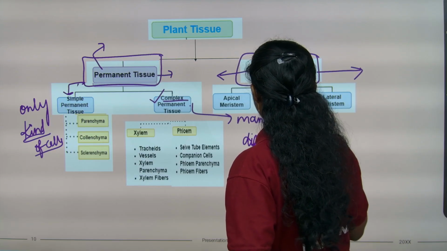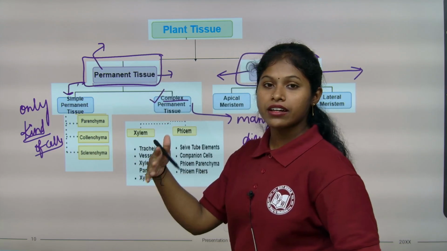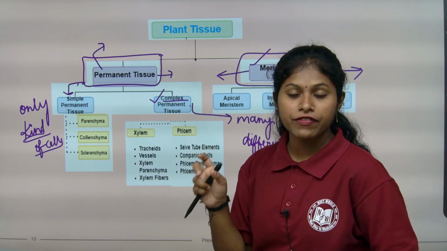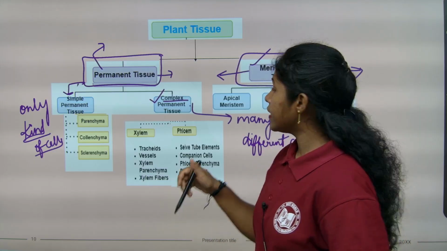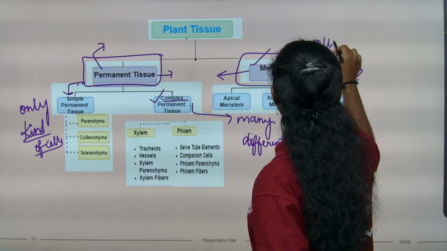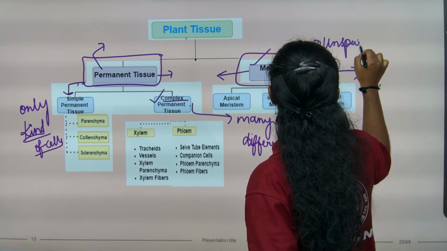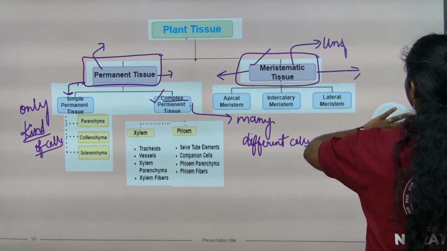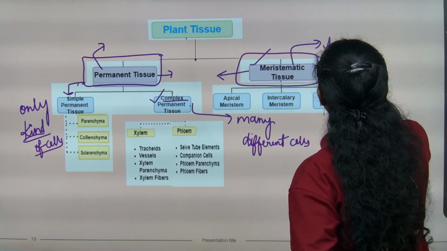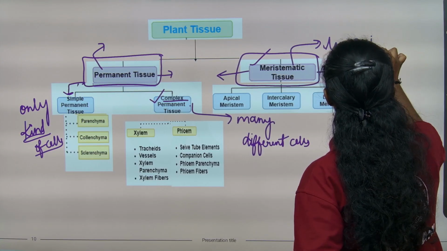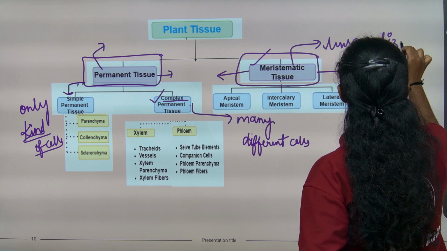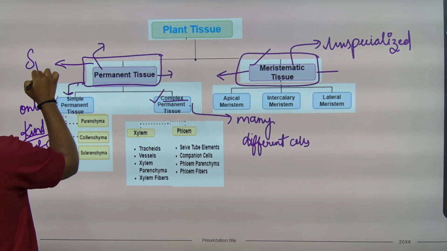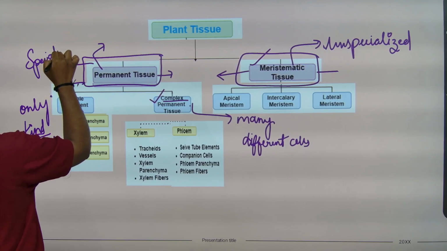Many different types of cells. When they are in the permanent tissues, they have a specific role and function. Do the meristematic tissues have a specific role and function? No, right? They are unspecialized cells. They don't have any special roles. But the permanent tissues are specialized cells.